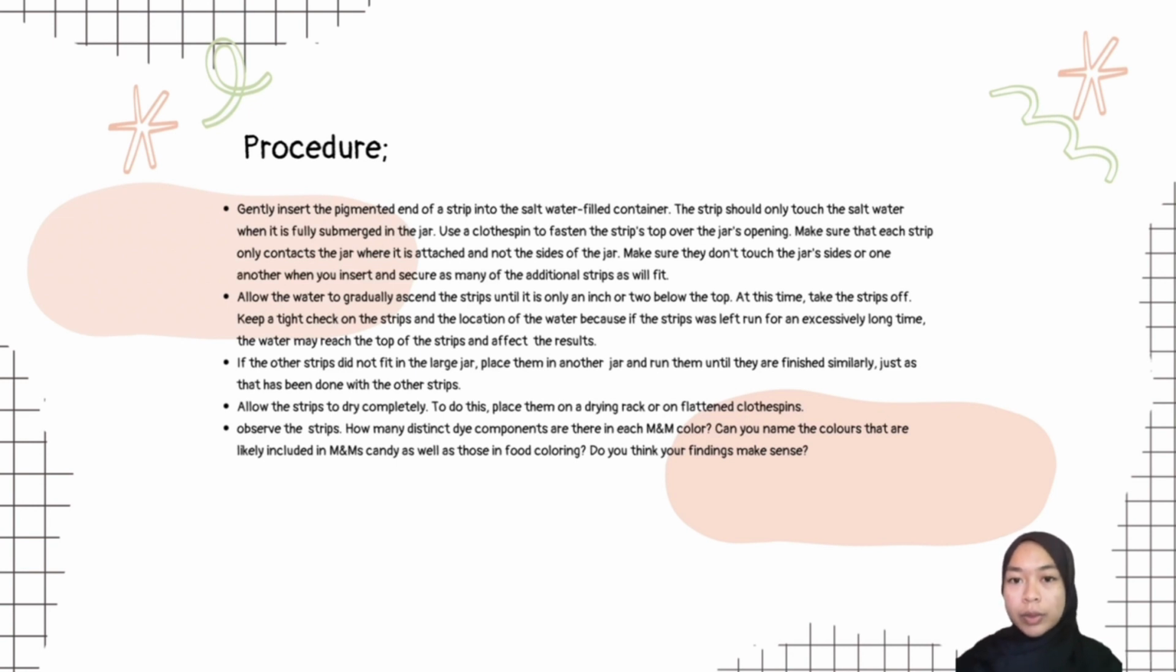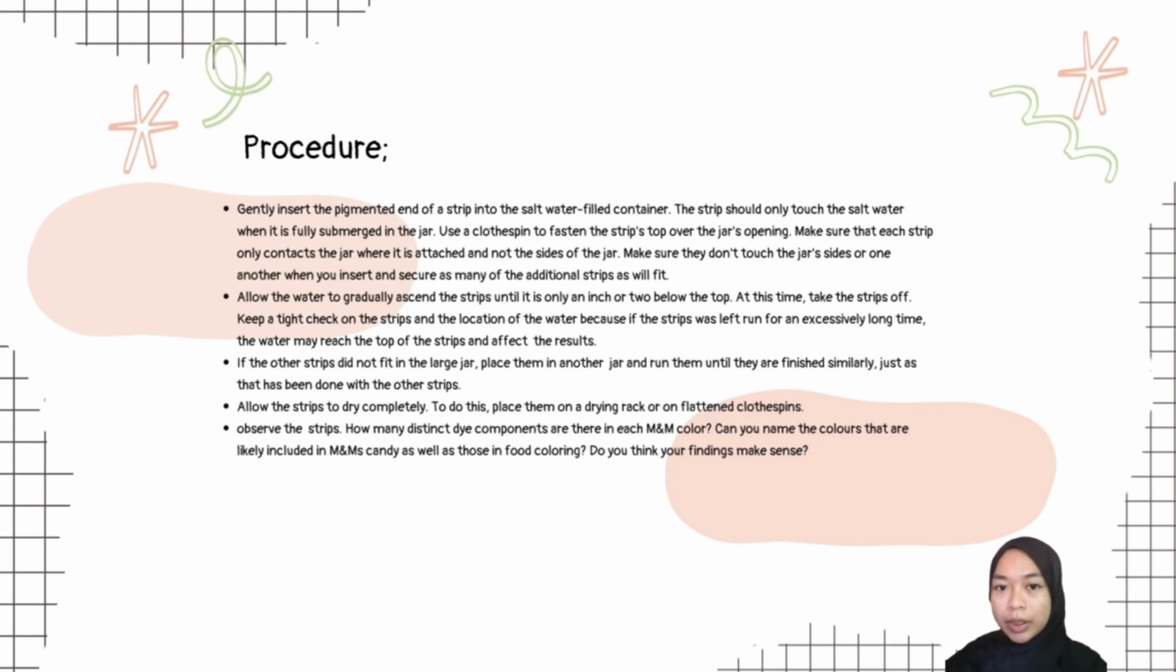Allow the water to gradually ascend the strips until it is only an inch or two below the top. At this time, take the strips off. Keep a tight check on the water, because if the strips are left to run for an excessively long time, the water may reach the top of the strip and affect the result. If the other strips did not fit in the large jar, place them in another jar and run them until they are finished, just as was done with the other strips.